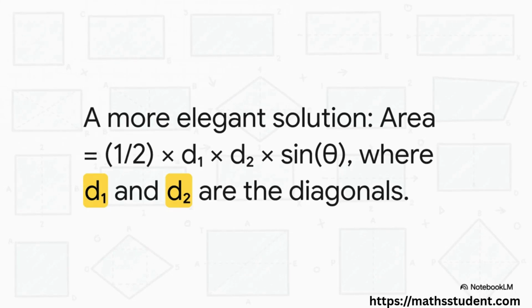Now, here's a slightly more elegant solution. If you happen to know the lengths of both diagonals and you know the angle where they cross each other, you can use this nifty formula. Area equals 1/2 times the first diagonal times the second diagonal times the sine of the angle between them. Now, don't let sine scare you. It's just a trig function that helps relate angles to side lengths. It's a really powerful little tool for calculating area.